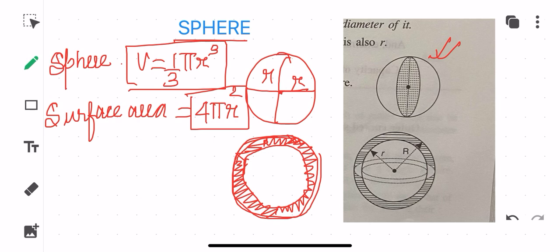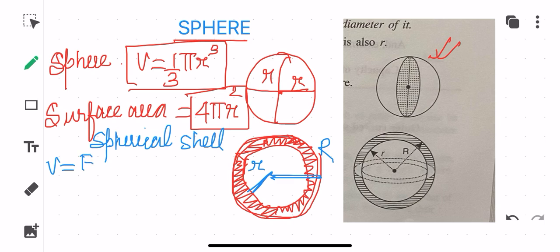So here what are we taking, children? We take the outside one as capital R, the external radius, and the internal one as small r, the internal radius. So these are the things. And then how are you going to calculate the volume? The volume in case of a spherical shell, write down, this is spherical shell, will be equal to external volume minus internal volume. Why minus, children?